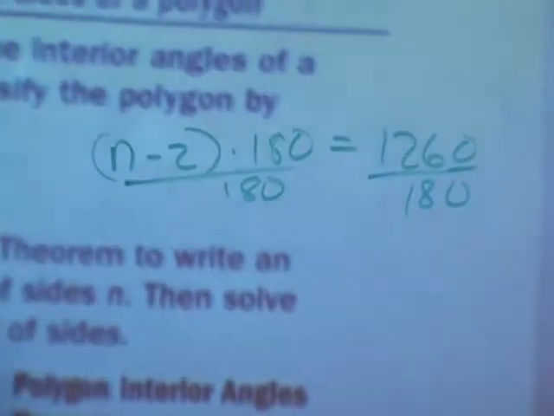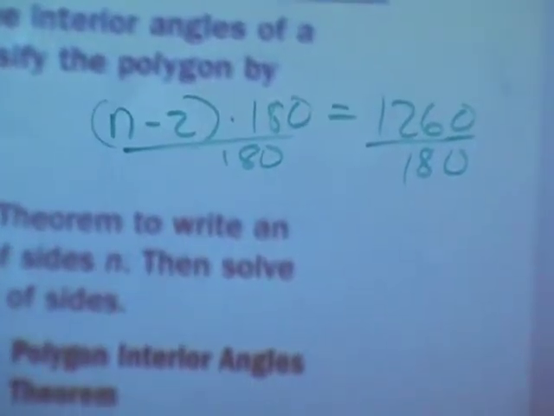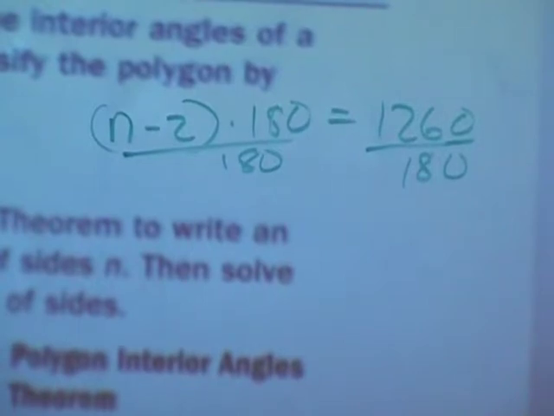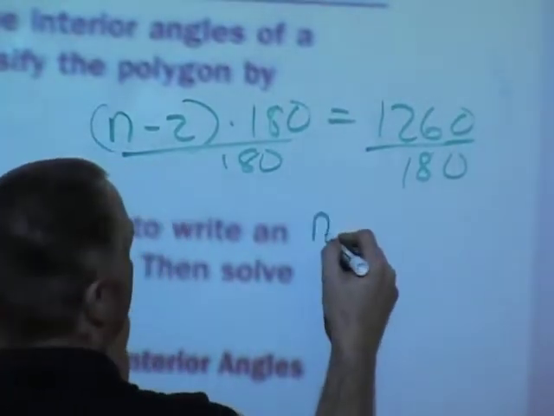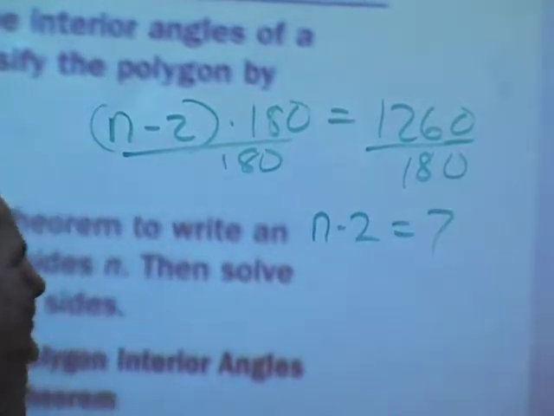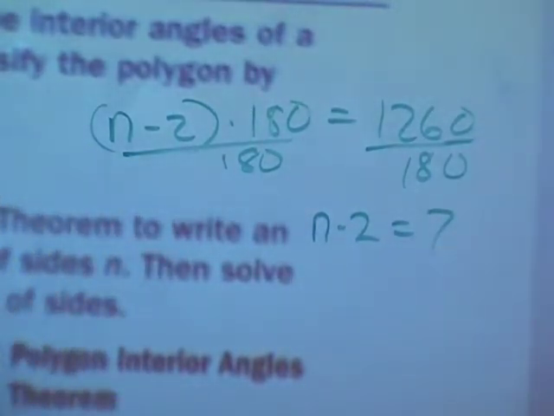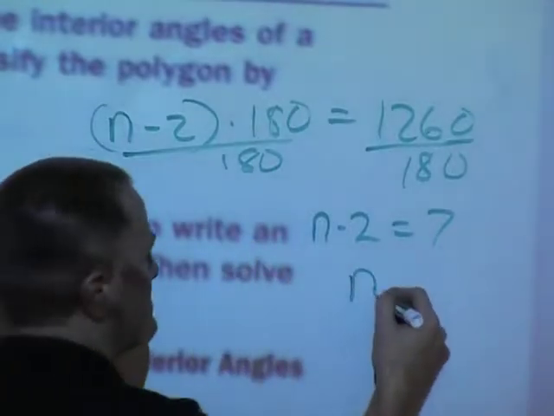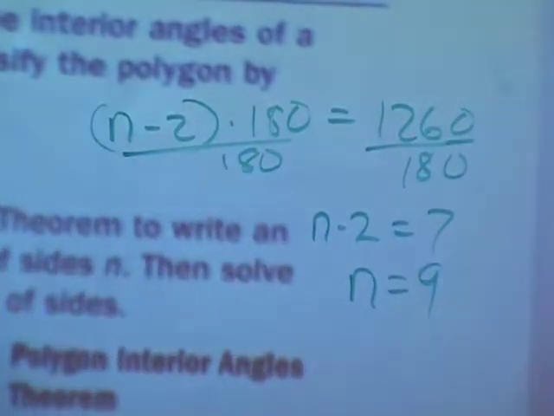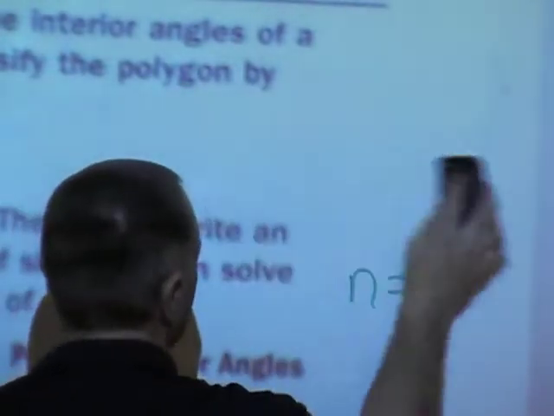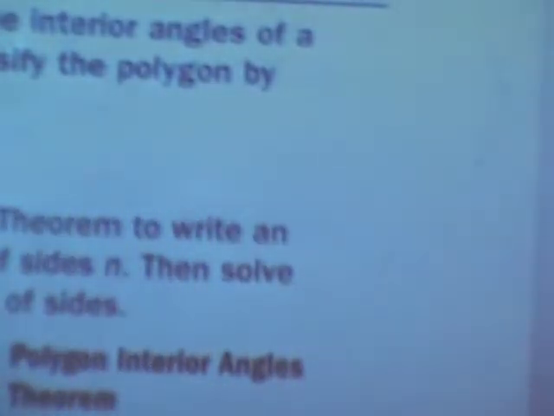So we got 1260 divided by 180. What is that? Everybody do it because I want everybody to have the same answer. 7. So n minus 2 equals 7. What's n? Add 2, you get 9. So this is how you work it backwards. If you know all the degrees, you can work back and say exactly how many sides your polygon was. You're going to remember that formula, right? Yep. You're going to continue to get the same grades.